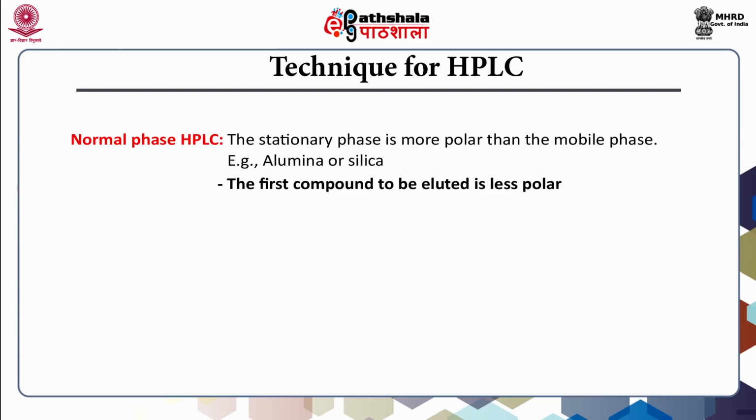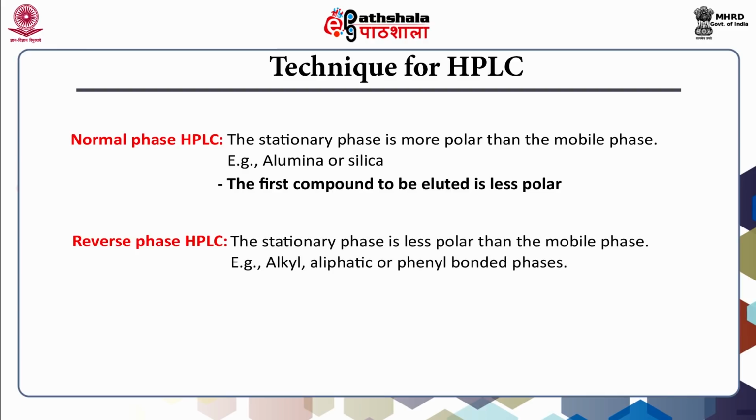That is why the first compound to be eluted in normal phase HPLC is less polar or more non-polar. Another technique of HPLC is reverse phase HPLC. Reverse phase HPLC means the stationary phase is less polar than the mobile phase. When it is less polar than the mobile phase, the non-polar compounds are attached to the reverse phase. So, non-polar compounds are attached to the stationary phase. That is why the more polar compounds will be eluted first in case of reverse phase HPLC.